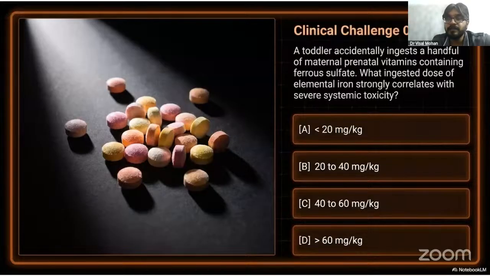A toddler accidental ingestion with a handful of maternal prenatal vitamins with ferrous sulfate. What is the severe toxicity dose? Less than 20, 20 to 40, 40 to 60, or more than 60? More than 60 mg per kg is actually the dose of severe toxicity.